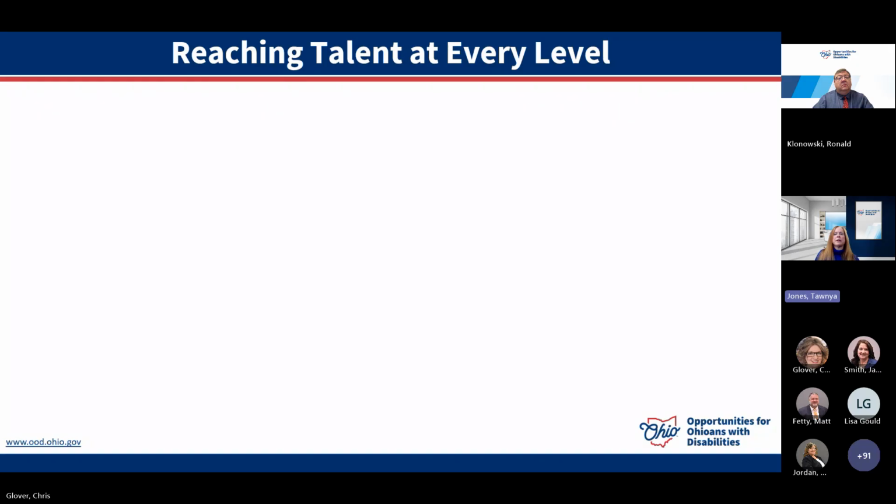And across all these levels, one of the most valuable resources available to Ohio employers is Opportunities for Ohioans with Disabilities, or OOD. OOD can support you with sourcing candidates, identifying accommodations, and building inclusive hiring practices. Ron, will you share more with our audience about how OOD can help employers identify job candidates?